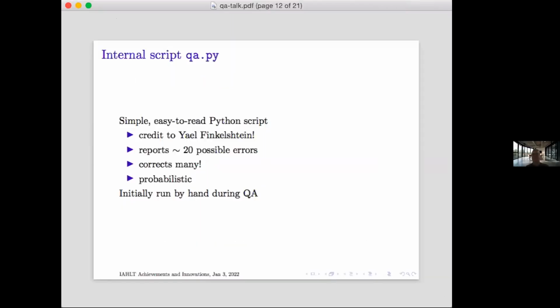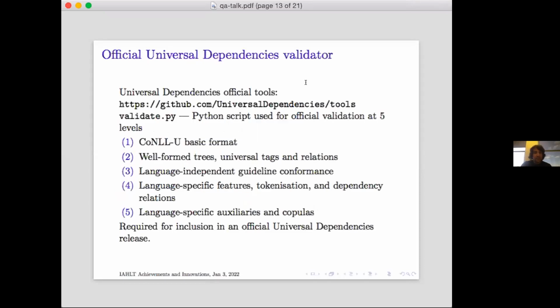Yes. Okay. So I was talking about this internal QA.py script that one of our annotators wrote and was run manually at QA time after a sufficient number of trees had been annotated from each batch. We wanted something that could be run automatically and that reported its errors in some way that was machine readable. And so we turned to the official Universal Dependencies Validator.